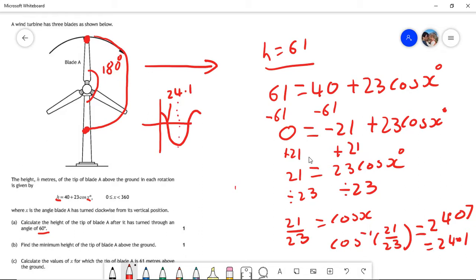We've got this symmetry at 180 degrees. So the distance here is 180 take away 24.1, which is going to be 155.9. So if I add 180 and 155.9, that's going to tell me this distance, 180 plus this, will give me this other point, which is what I'm looking for. So if I do that, I'm going to get 335.9.